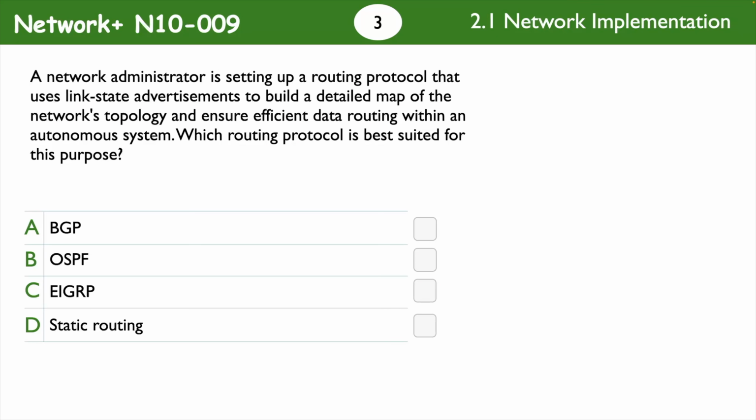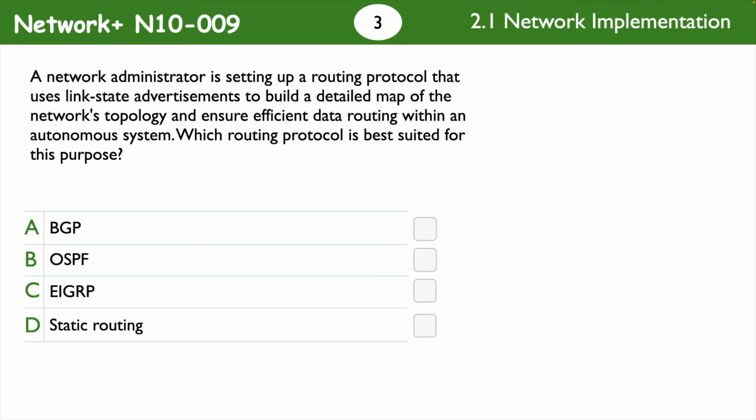Okay, so the key phrases for this question are going to be link state advertisement, detailed map of the network, and finally, efficient data routing within an autonomous system. Okay, so now that we found the key phrases, let's go ahead and do the process of elimination.